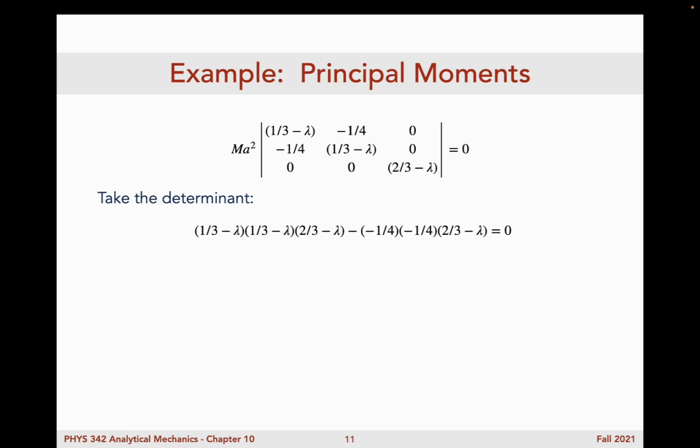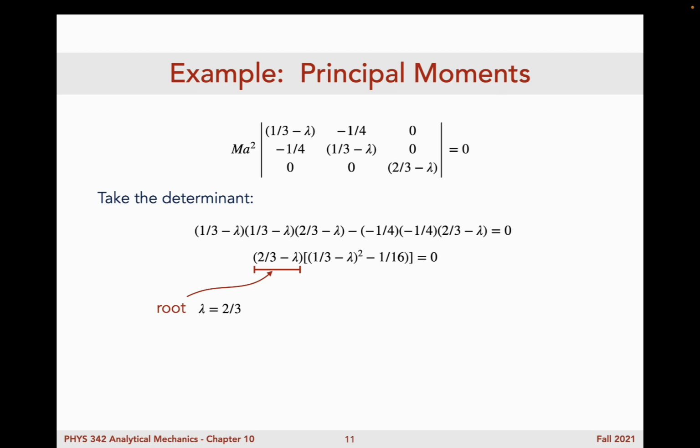All right, and then we move on to evaluate the second determinant, which is equal to this. So we've got this big, long expression. We want to simplify it, so you can factor out this 2/3 minus lambda here and here. So you can factor that term out of both of these, bring it out in front. You get a 1/3 minus lambda squared minus a 1/16 from the 1/4 times the 1/4.